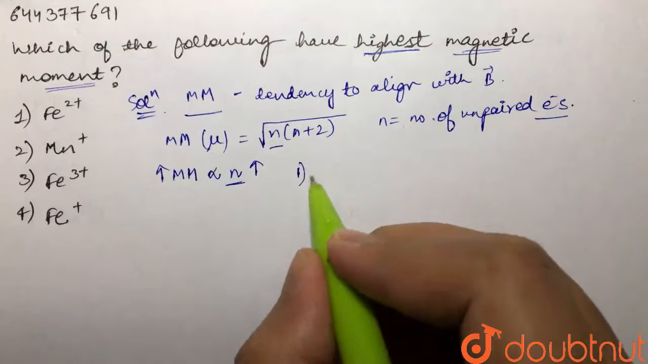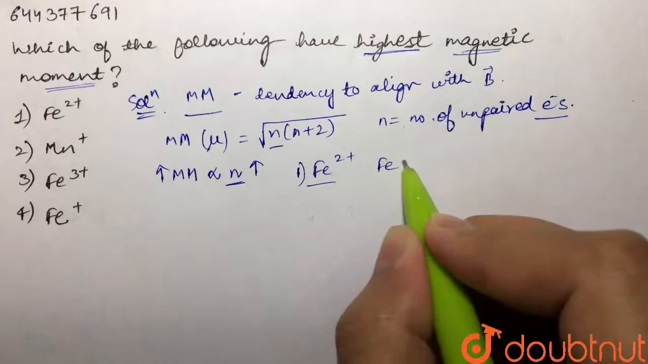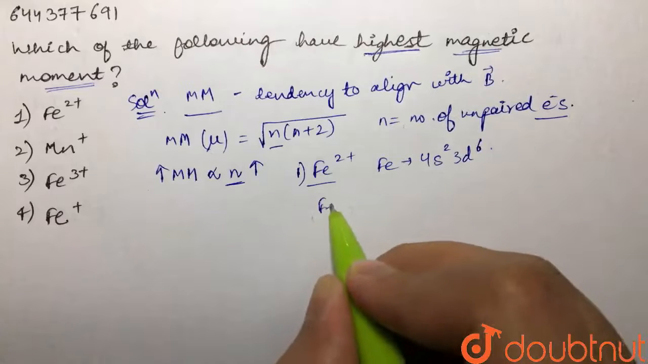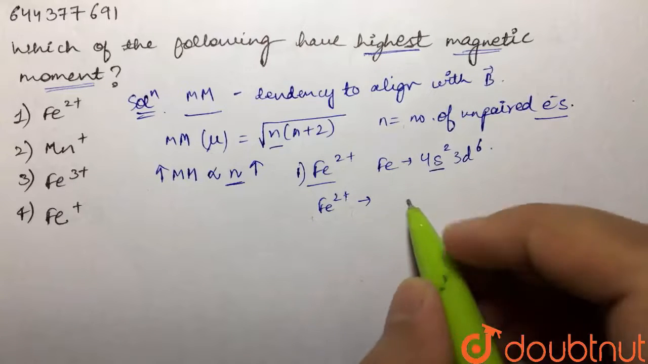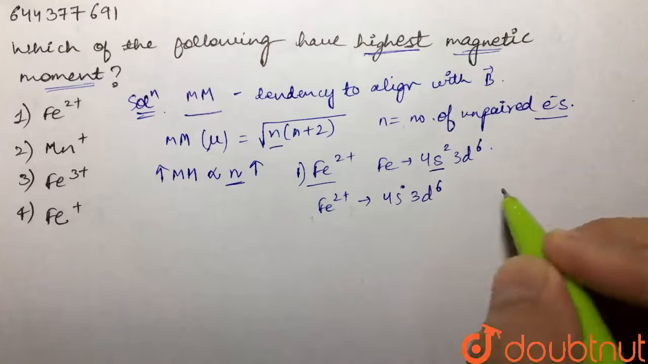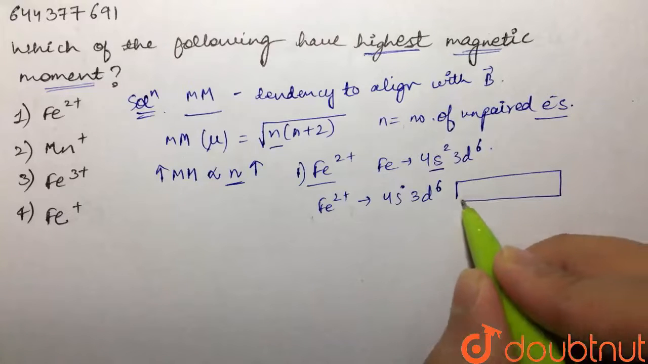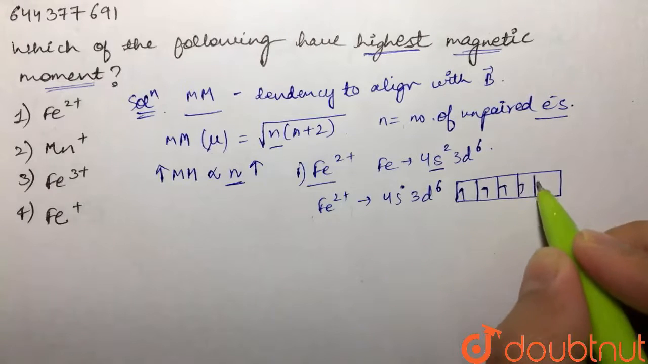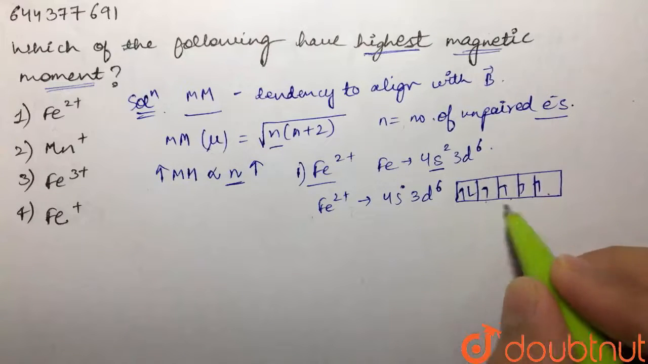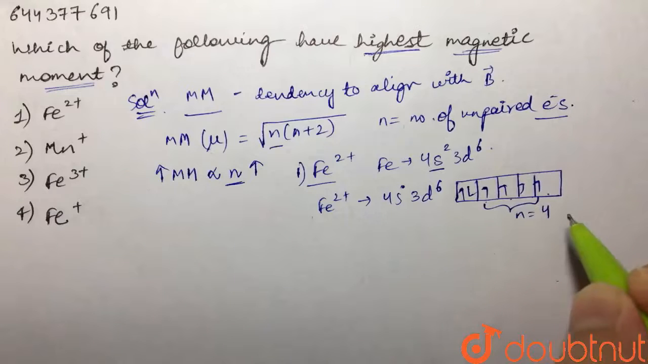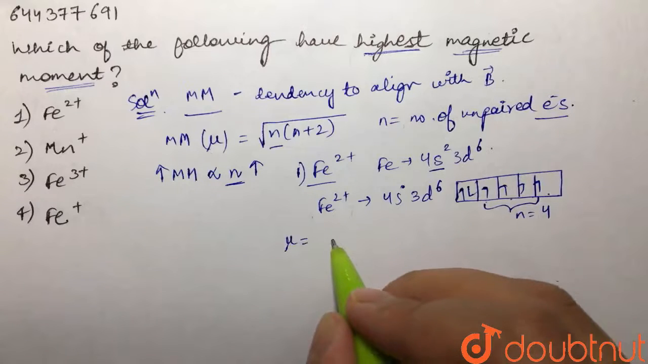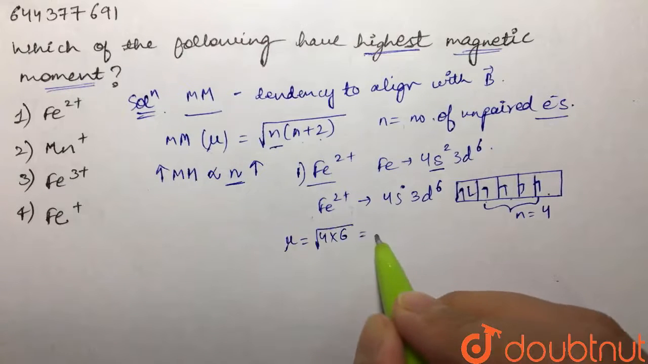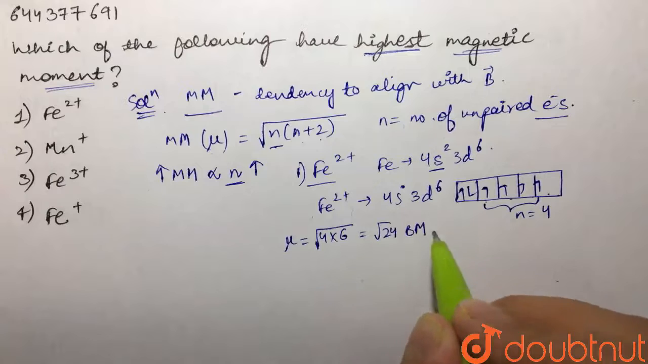Now if we take the first case, that is Fe2+. We know iron has a valence electronic configuration of 4s2 3d6. Removal of 2 electrons would take place from the s orbital, so this would be 4s0 3d6. If we suppose this is our d orbitals, the 6 electrons would be present like this. So over here we have 1, 2, 3 and 4 unpaired electrons. The n value becomes 4. So our magnetic moment would be under root 4 into 4 plus 2, that means 4 into 6 under root. This is equal to under root 24 Bohr magneton.